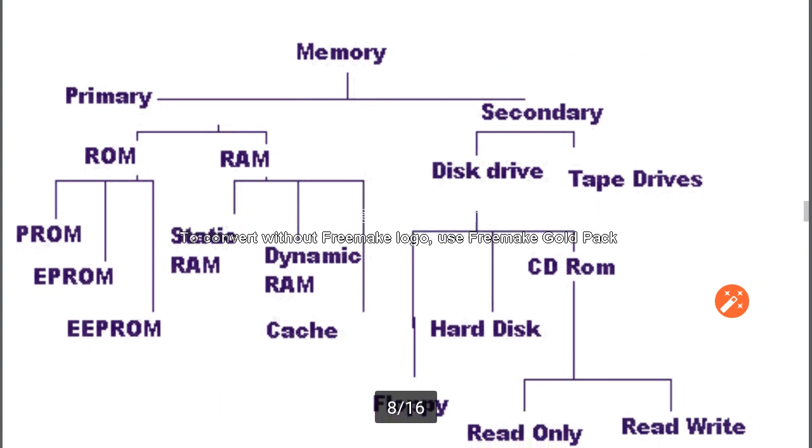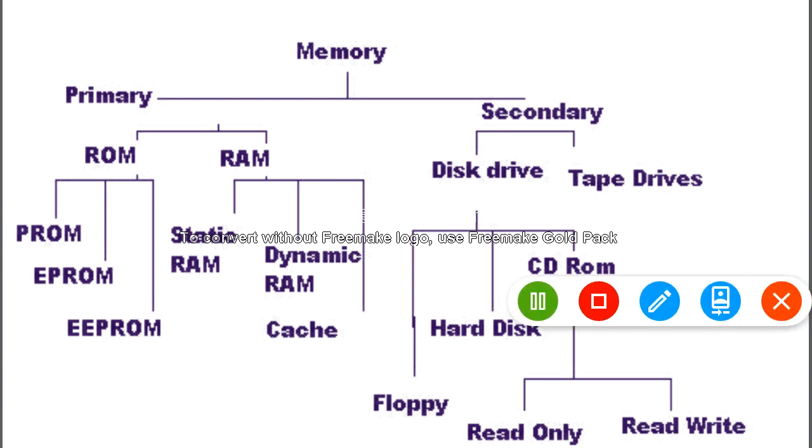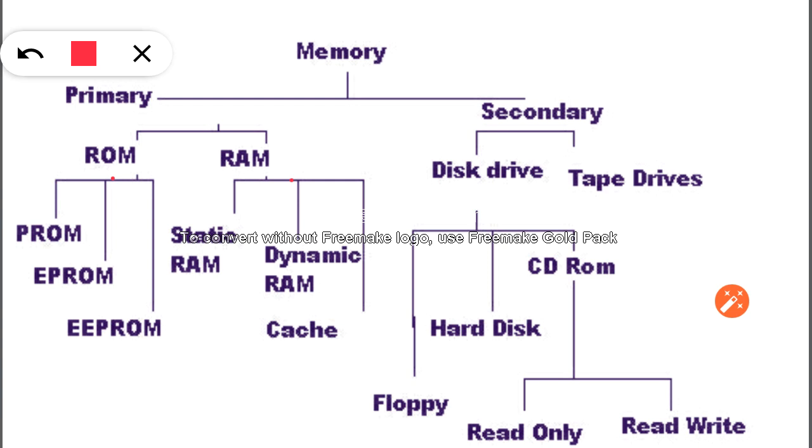First primary memory and then the secondary memory. Primary memory is again divided into ROM and RAM. Then the RAM is divided into static RAM, dynamic RAM and cache, and ROM is categorized into PROM, EPROM and EEPROM. PROM is programmable read-only memory, EPROM is erasable programmable read-only memory, and EEPROM is electrically erasable programmable read-only memory.